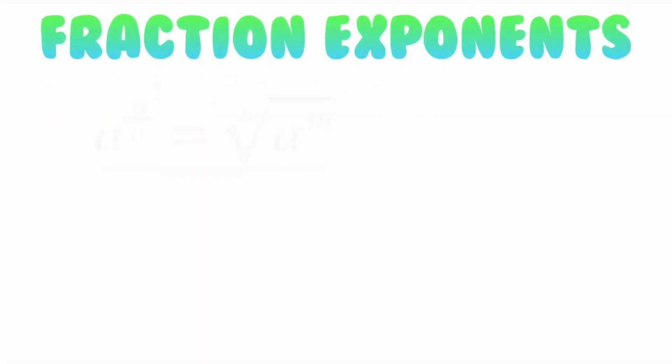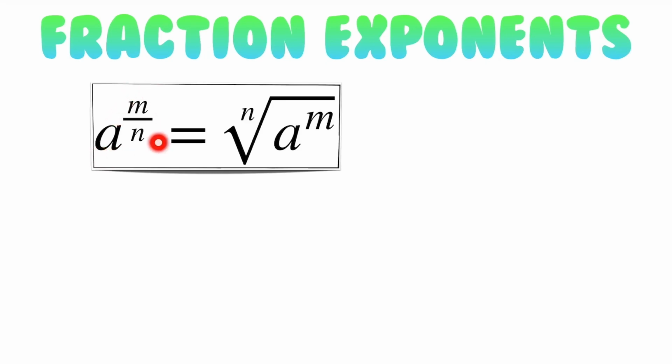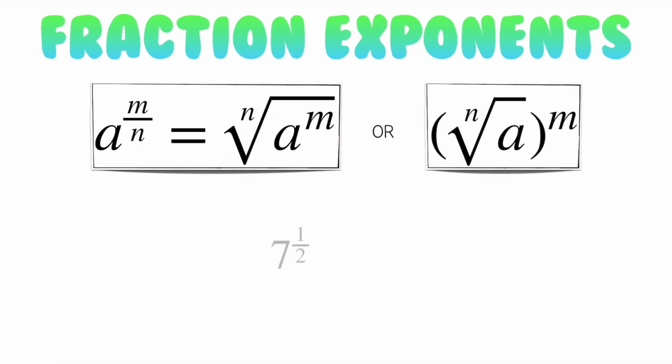Fraction exponents. So if you have a number to the power of a fraction, what you're going to do is treat the numerator just like any normal exponent, and you treat the denominator like a root. And it doesn't matter whether you use the exponent first and then take the root, or if you take the root first and then use the exponent.